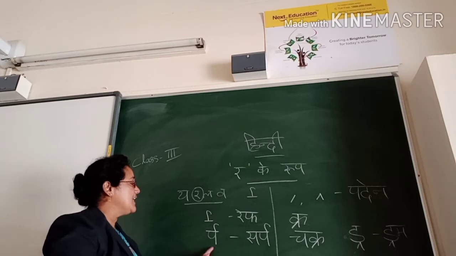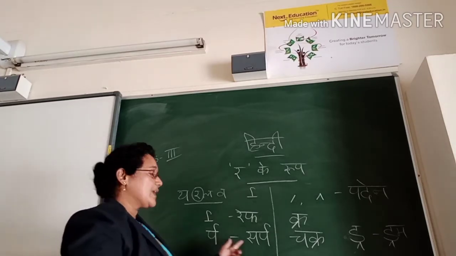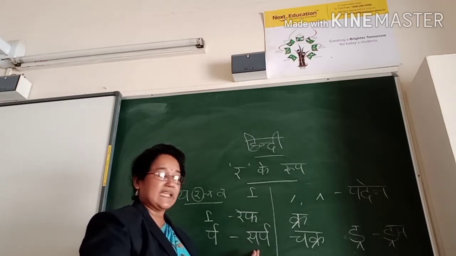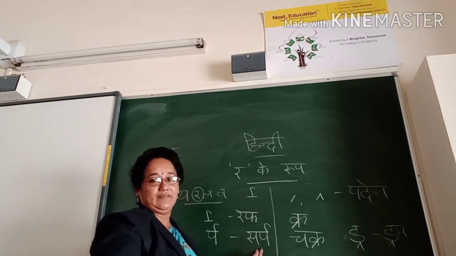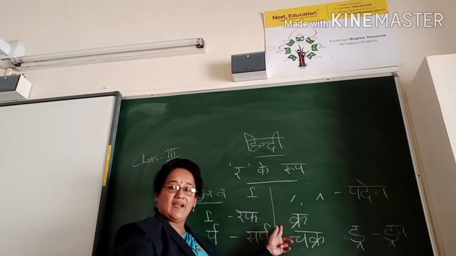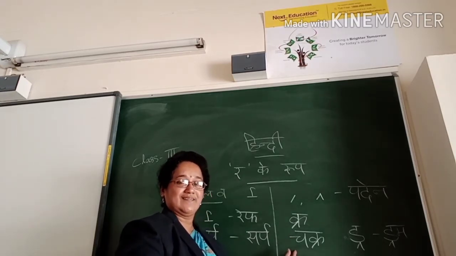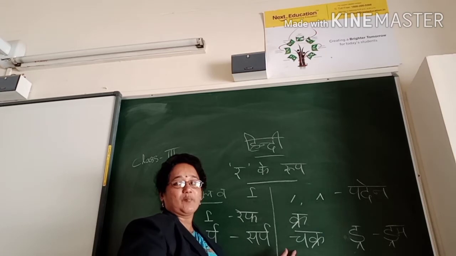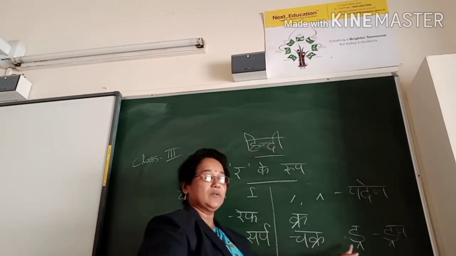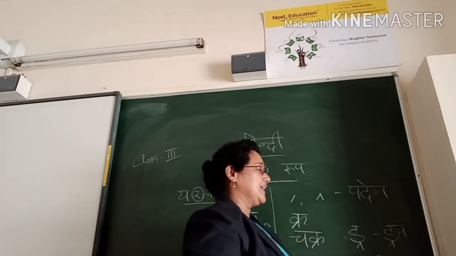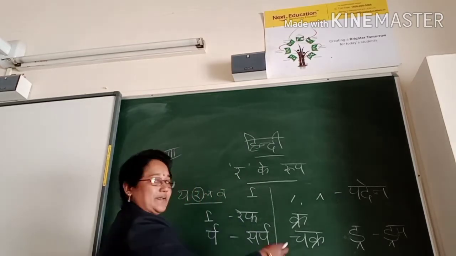Again I will read, Rupa. Understand the pronunciation? Rupa. Say Sarp. Don't say the Hindi word Sarpa. It is wrong. Sarp. Okay. Now they go Kra. Kra, say Chakra. Don't say Chakra, that is Kannada pronunciation. So Chakra. Next they go Dra. Dra, say Drum. Drum.